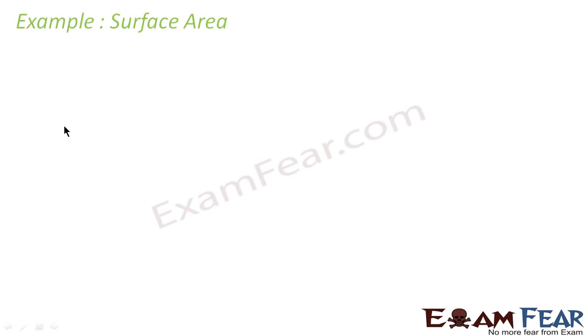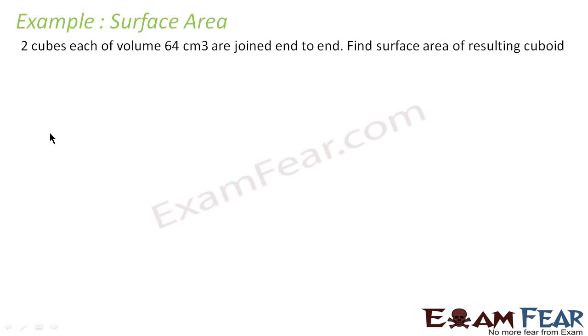So let's take some practical example. The question says, two cubes each of volume 64 centimeter cube are joined end to end. Find the surface area of them. So there are two cubes each of volume 64. If the volume is 64, you can find the length.